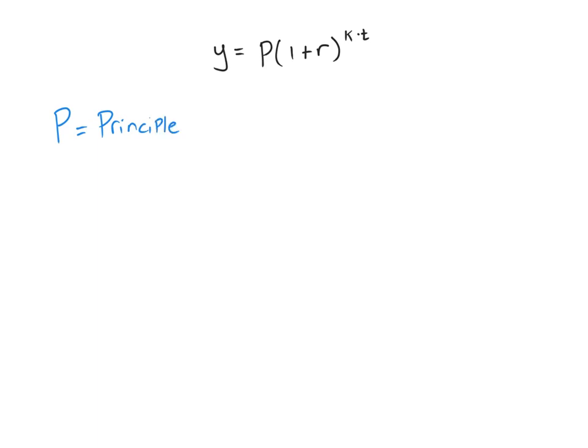It's principal, and it is essentially your starting point. This formula is used typically when you're talking about growth of finances. So P is the principal. It is the same thing as the starting point. R is the rate of growth.